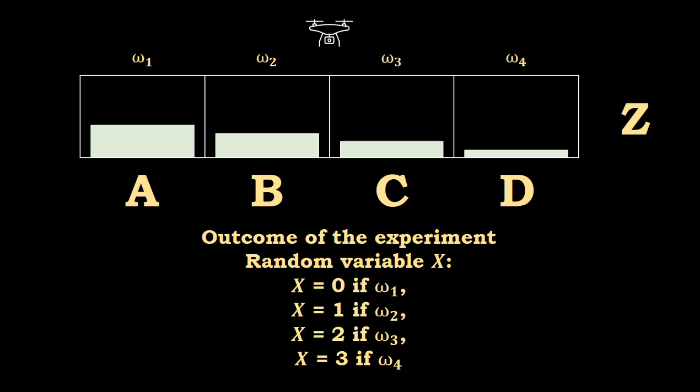Okay, so now we are going to transform this into a random variable. For convenience, random variables use numbers, and so the values that a random variable can take are numbers. So we are going to say that the random variable X will take the value 0 if omega 1 is true, so basically omega 1 is that the drone will land in A. X is going to be 1 if omega 2 is true, so if the drone lands in B. X is going to be 2 if the drone lands in C. And X is going to be 3 if the drone lands in omega 4, or in D.